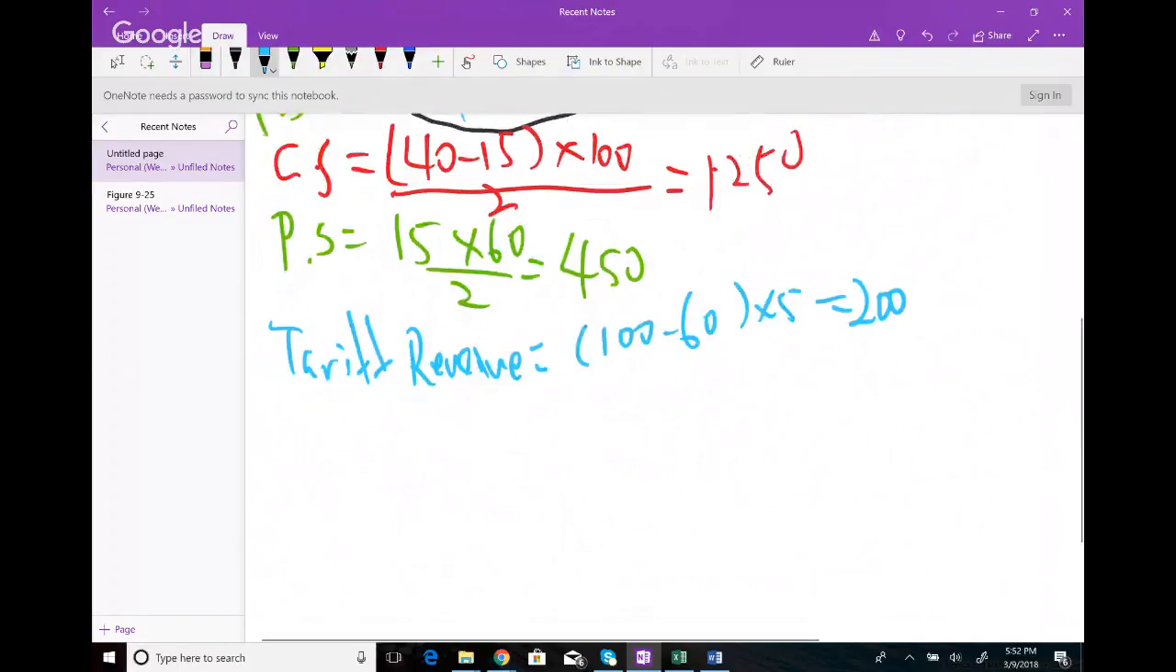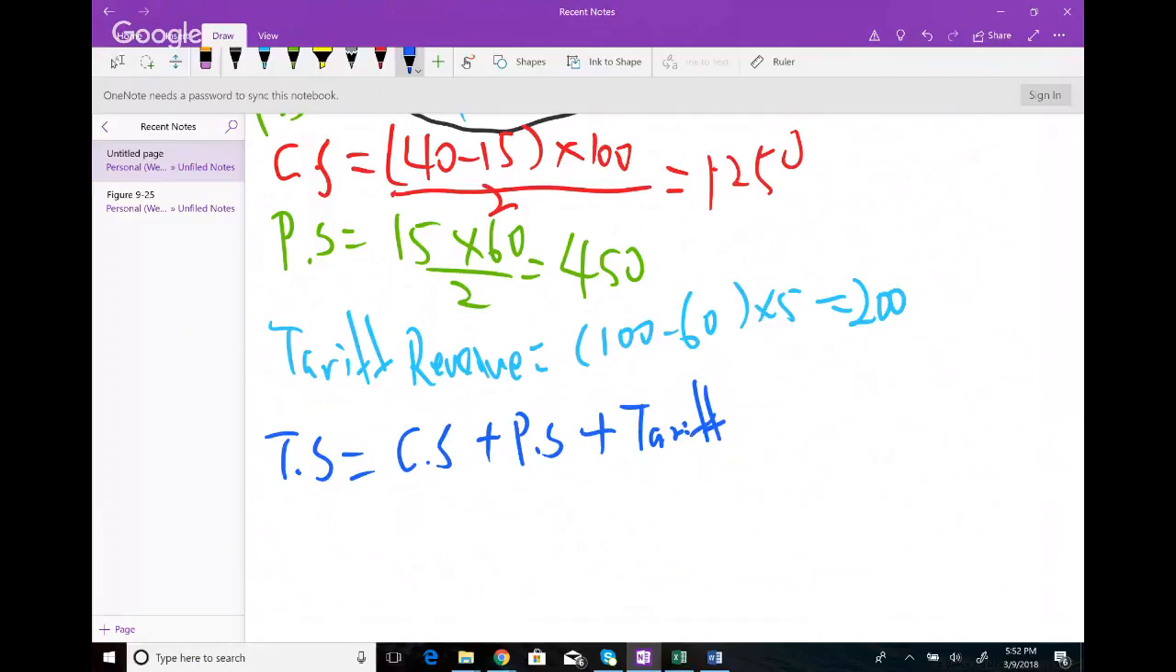So for total surplus, in this case, it is going to be our consumer surplus plus the producer surplus, and then don't forget your tariff revenue. Or remember in chapter 8, the tax revenue. Whatever the government collects is also part of our total surplus. So you're going to do 1250 plus 450 plus 200, and together this should be 1900. So 1900 is our total surplus.